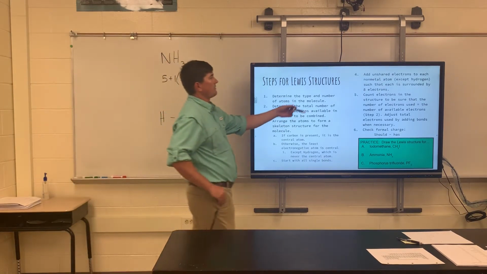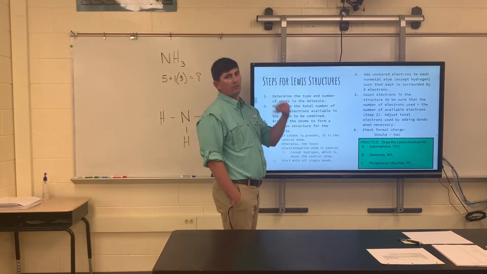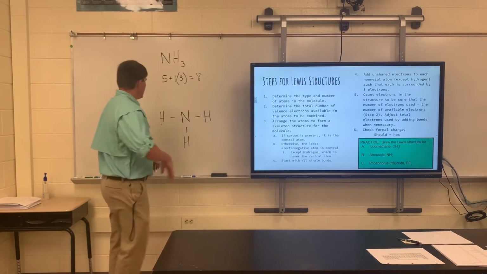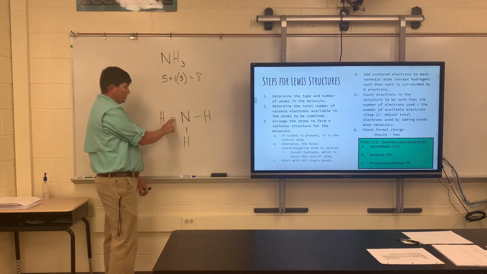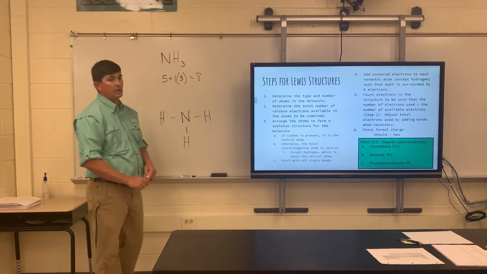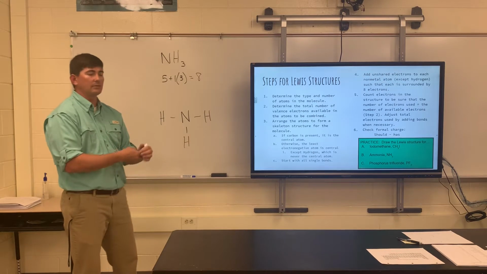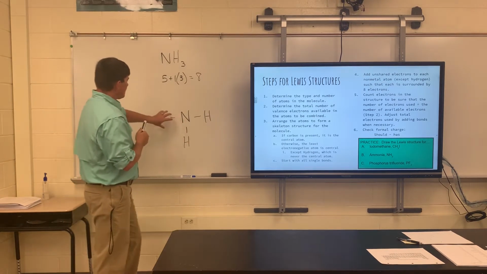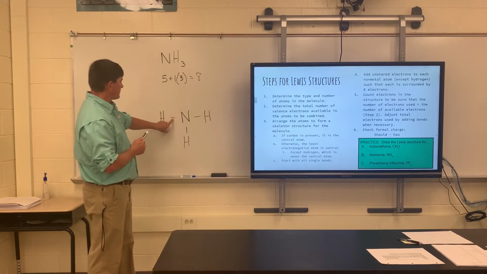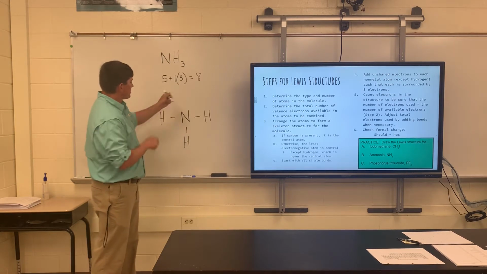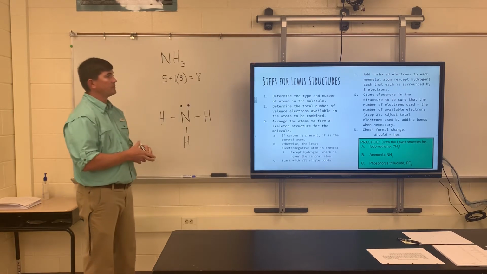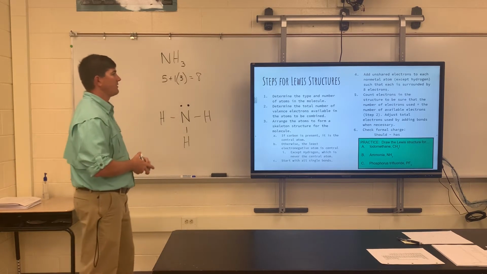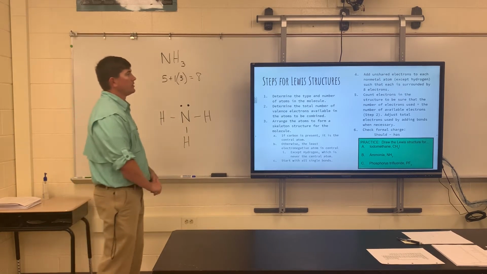The next thing we have to do is fill it up and give everybody 8 that will take it. Remember, hydrogen is a set it and forget it guy. We don't have to worry about giving him any more. All he can hold is 2. He's sharing the 2 right here with the nitrogen. This guy's sharing the 2 with the nitrogen. This guy's sharing the 2 with the nitrogen. But all the other elements, we have to make sure they have 8. The only other element here is the nitrogen, right? Nitrogen right now has 2, 4, 6. So we need to give him 2 more to fill that octet for him. Now he has his 8. All right? So we've done step 4.